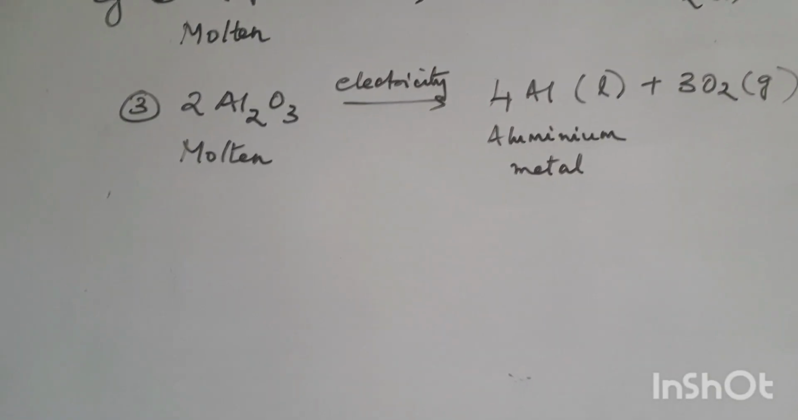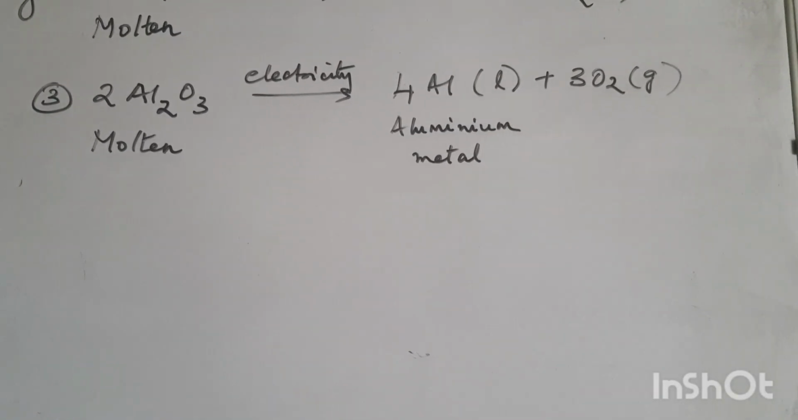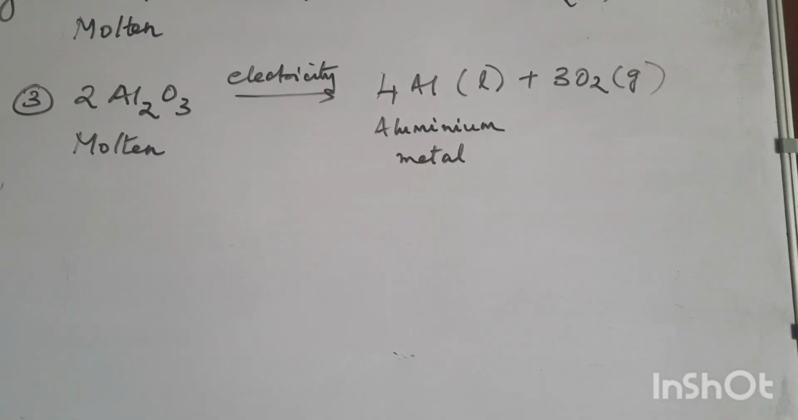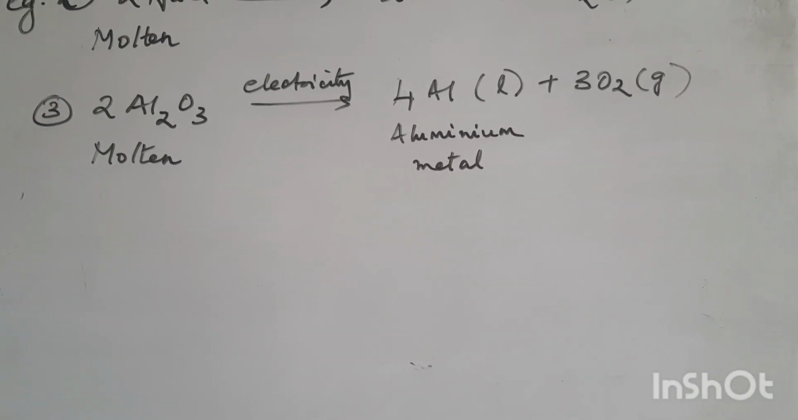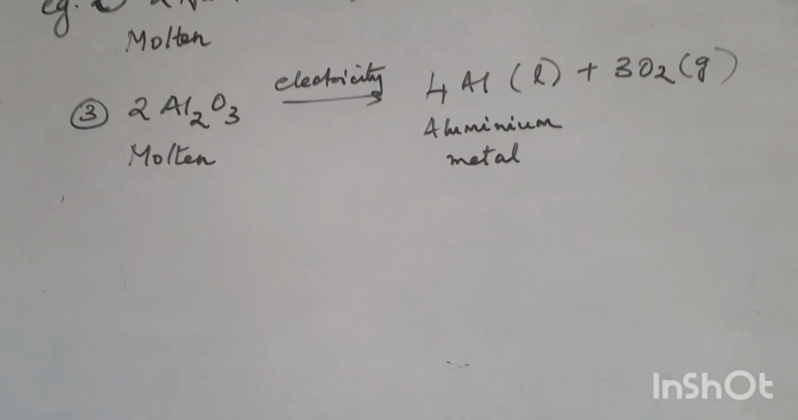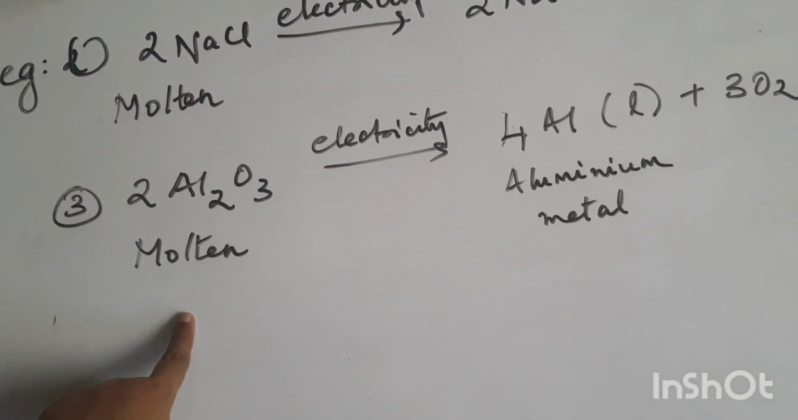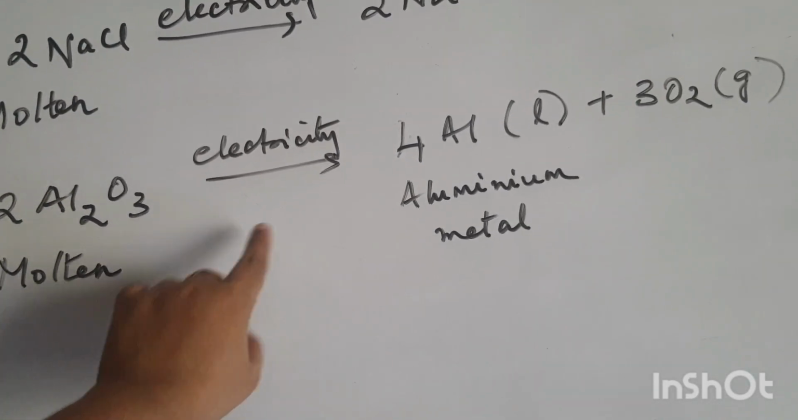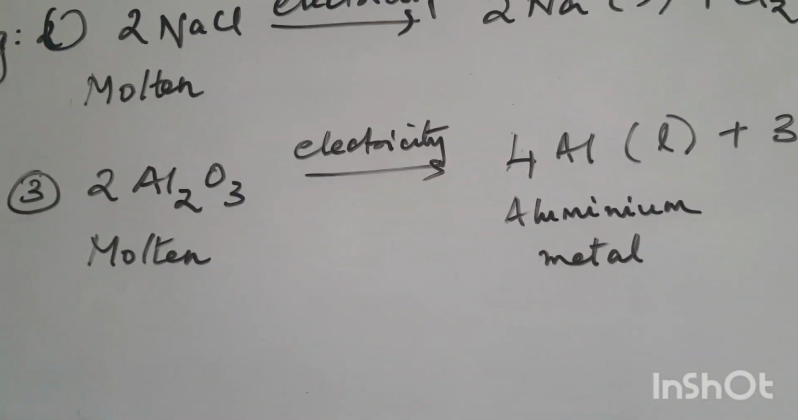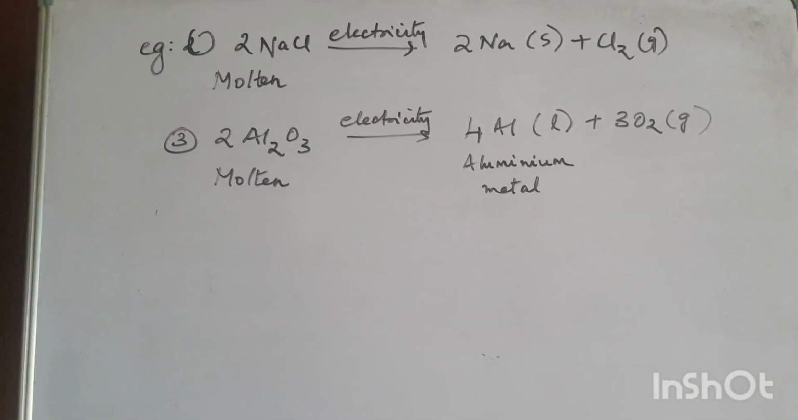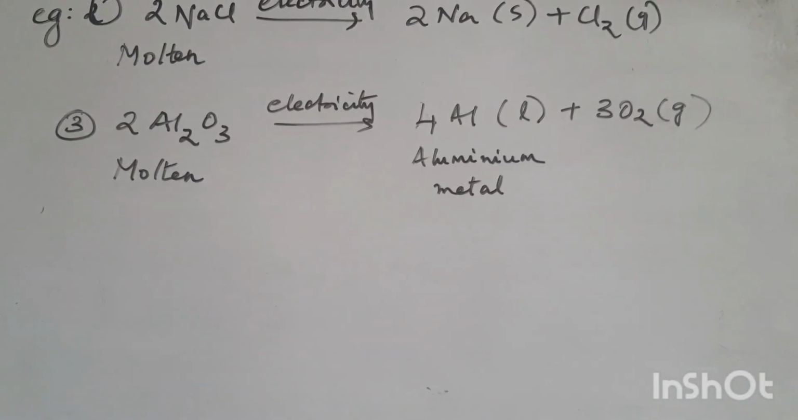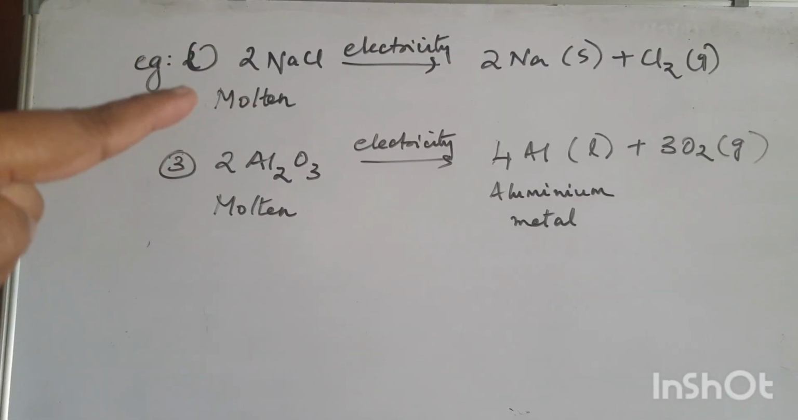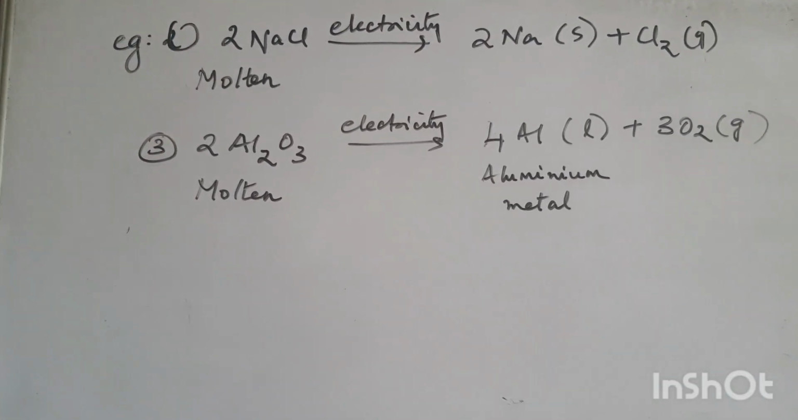Coming to the third equation for decomposition reaction, I have two molecules of molten aluminium oxide. In the presence of electricity, it forms four molecules of aluminium, in the liquid state, and three molecules of oxygen. So it undergoes electrolysis, or decomposition in the presence of electricity, to form aluminium metal. Both these equations are very important. In electrolysis you just have to learn three: the electrolysis of water, molten sodium chloride and molten aluminium oxide.